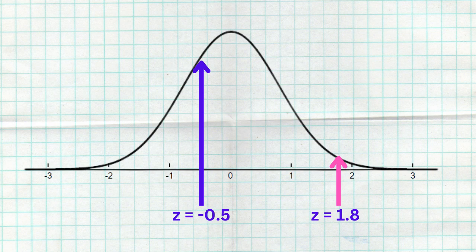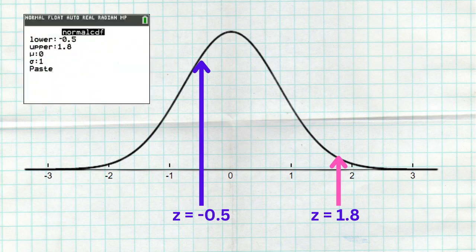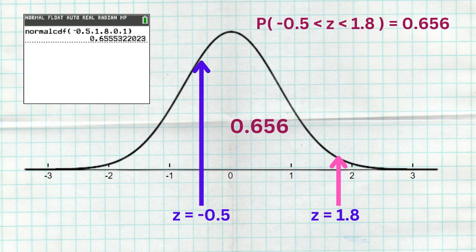Now, how are we actually going to get this answer? Well, it's really simple. We're going to hit 2nd Vars and select normalcdf. The lower value is going to be negative 0.5. The upper value is going to be 1.8. And we're going to hit enter, and it gives us 0.656.